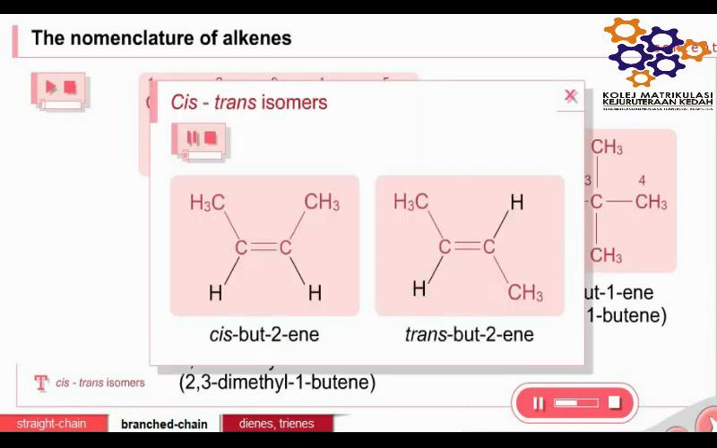As we already know, the positions of the atoms or groups of atoms at the double bond in the parent chain decide whether the isomer is cis or trans. 2 isomers of but-2-ene are shown on the screen.